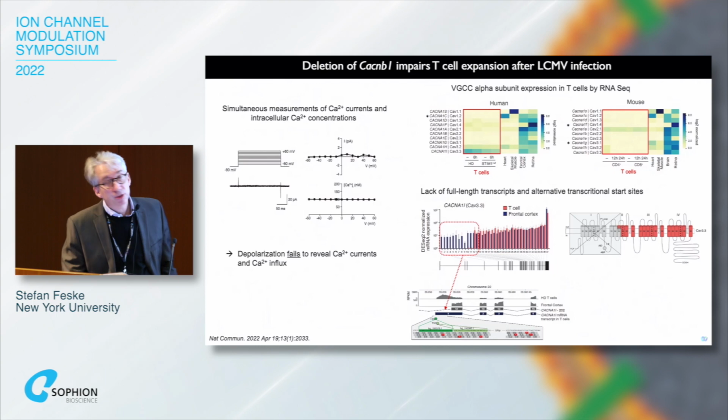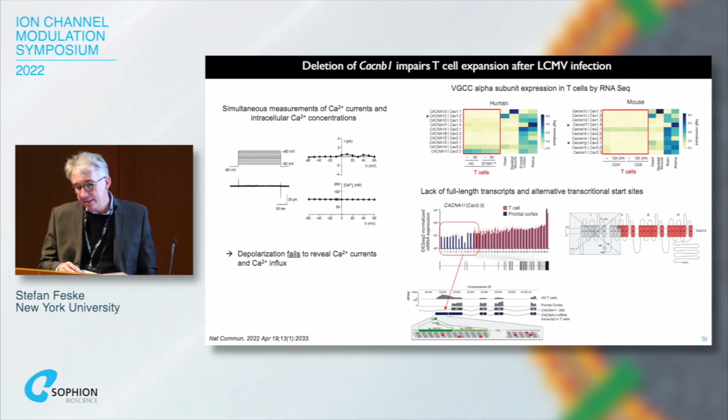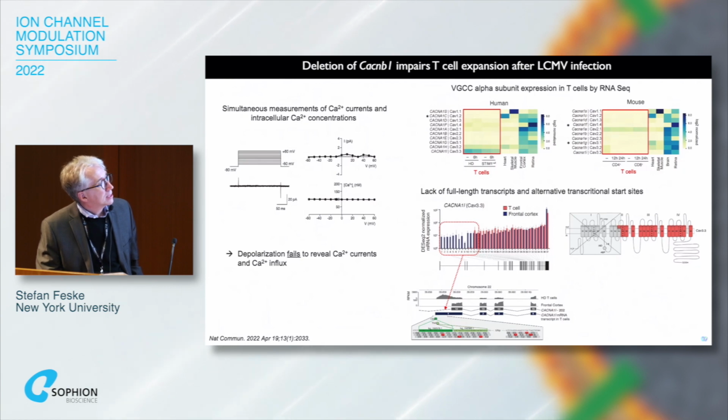And if that were actually transcribed and stable as a protein, that would lack the first subunit and part of the second subunit. So most likely not make a functional channel. And there was another paper that showed the same for voltage-gated sodium channels in a different context. So this may be a more common mechanism why some of these channels are not functional.